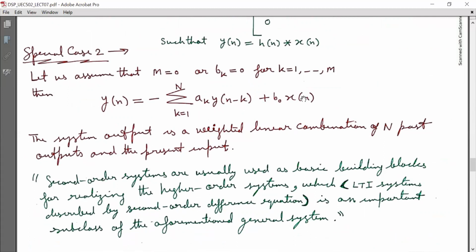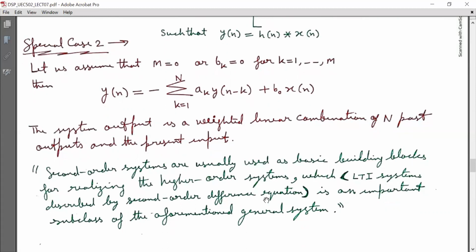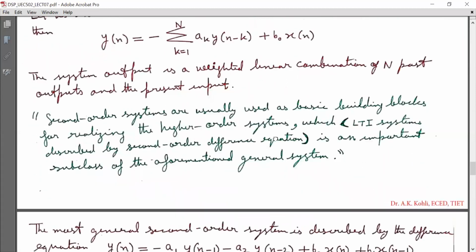The second order systems, why we are interested in second order systems? The second order systems are usually used as basic building blocks for realizing the higher order systems, which is an important subclass of the aforementioned general system. That is, LTI systems described by second order difference equation are building blocks for the higher order systems. So we are more interested in second order systems.